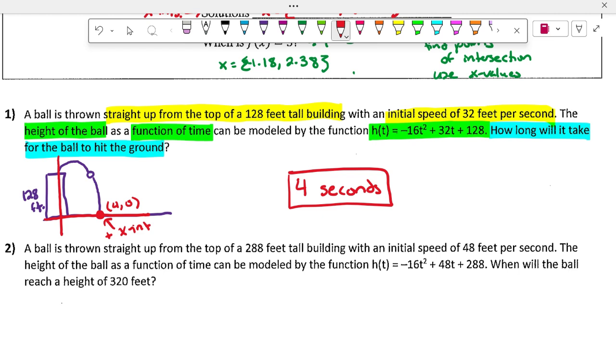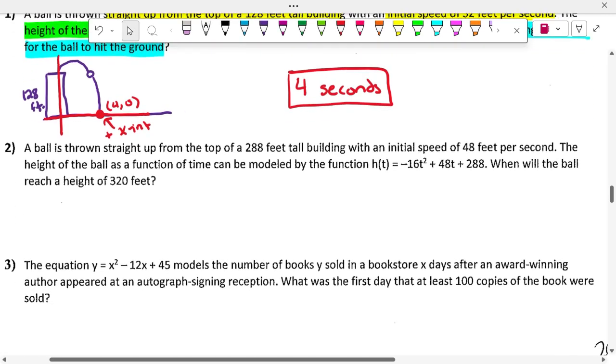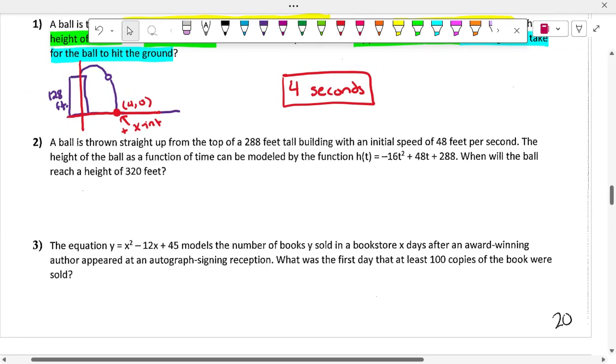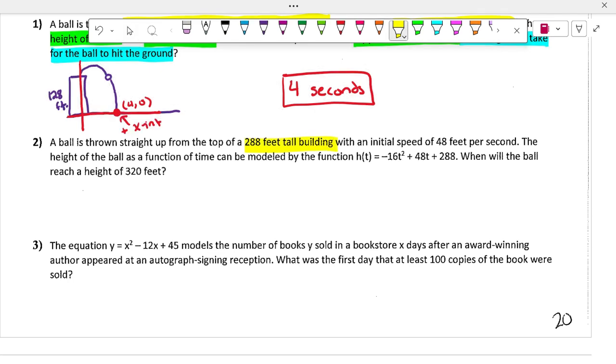All right. So, that is a very basic projectile motion problem. Let's try another one. A ball is thrown straight up from the top of a building that's 288 feet tall with an initial speed of 48 feet per second, and the height of the ball is modeled by this function. And it asks, when will the ball reach a height of 320 feet?